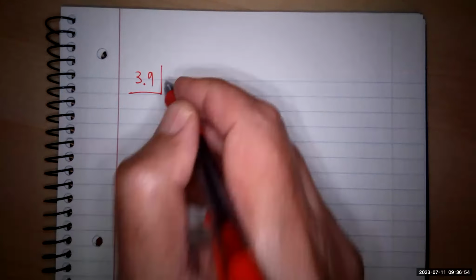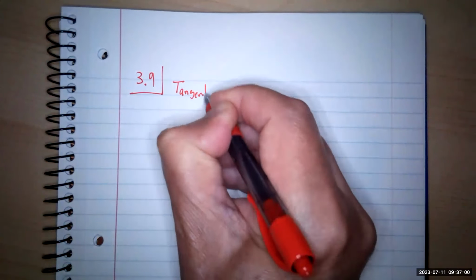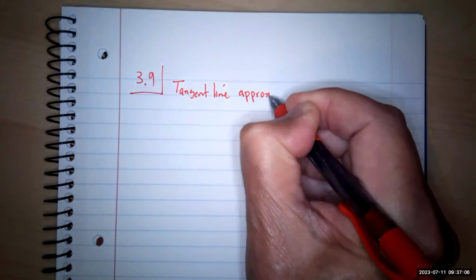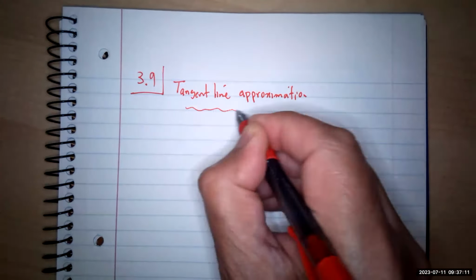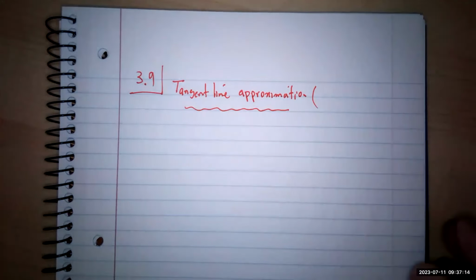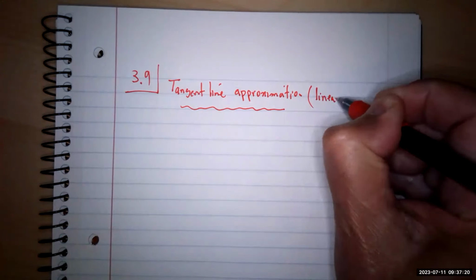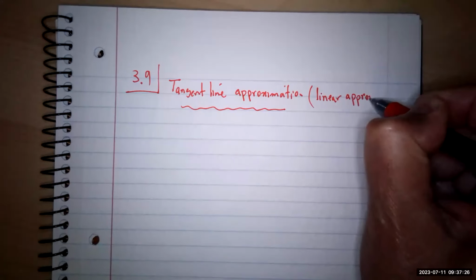In your book, they talk about differentials, but I would like to make it into two parts. The first one is an operation that we call tangent line approximation for future. It's a kind of numerical method. Another expression for it is linearization or linear approximation. If you intend to take calculus 3, you must know this one.